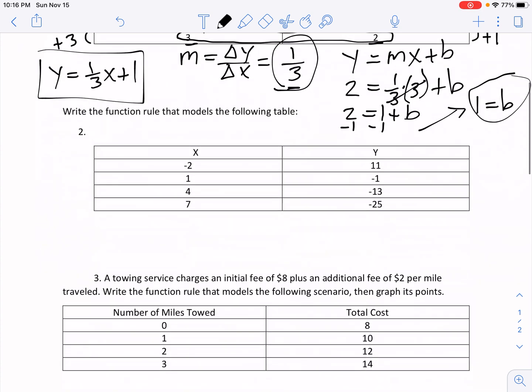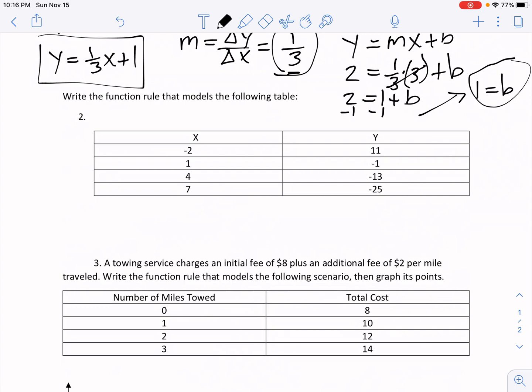Okay? Let's try one more like that. It says write the function rule for this model. Well, let's first find our change in y.